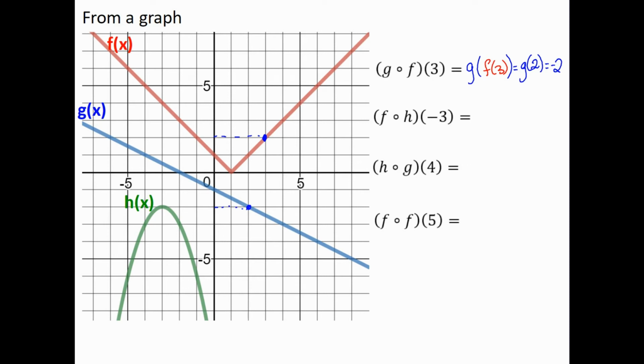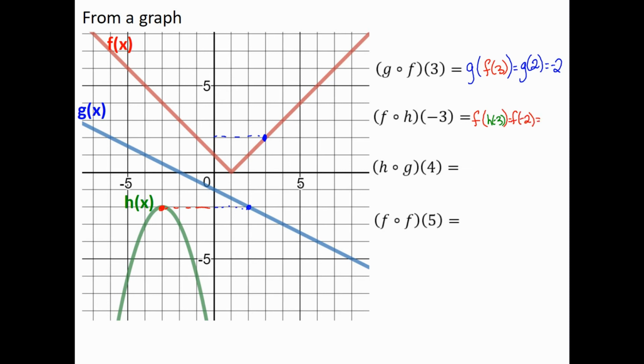Now let's look at f of h of -3. So f of h of -3. We go to h, we're looking at our h function. -3, so 1, 2, 3. What is my y value? Well, my y value is -2. So now I have f of -2.